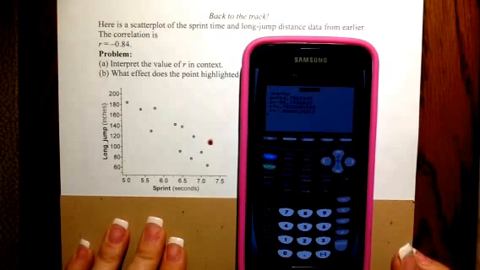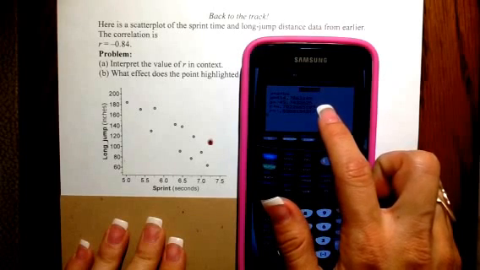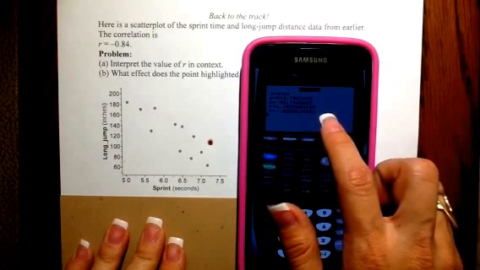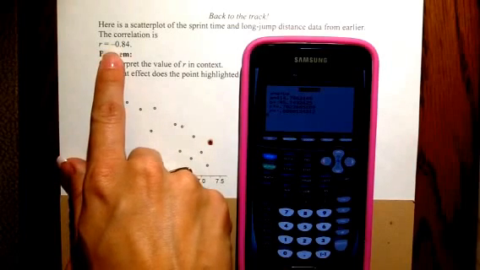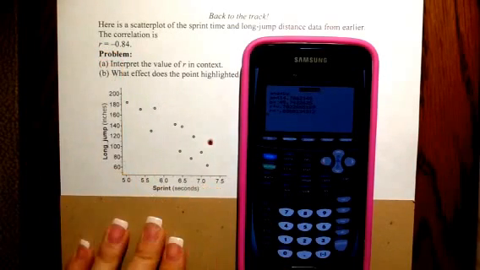Because I have turned my diagnostic on, I get my A, which is my y-intercept, my B, which is my slope, I have my R squared value, and I have my R value. So notice they're giving me that value. You did not have to do this. It was already given to you. I just wanted to make sure you understand how to find it.